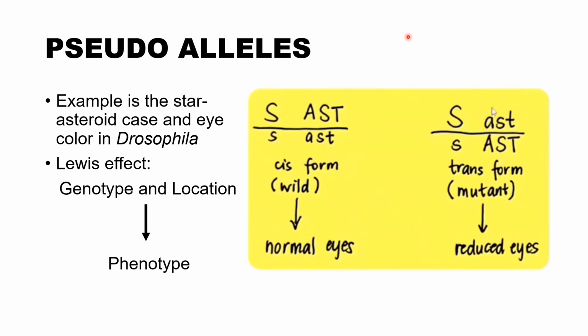Now, in another situation, in a trans form na tinatawag or trans arrangement, wherein yung dominant and one recessive is on the same chromosome and their respective dominant at saka recessive na allele is on another chromosome, the resulting phenotype is a mutant na phenotype which is reduced eye. So, sa pseudo alleles, yung genotype and location niya, ito yung nagdi-dictate or nagde-determine kung ano yung phenotype ng individual.